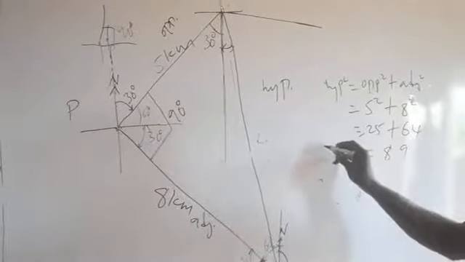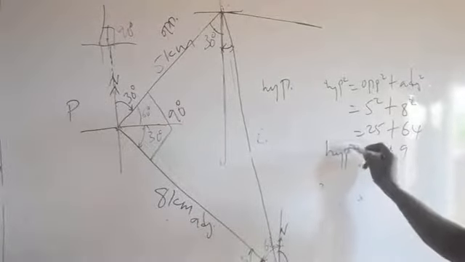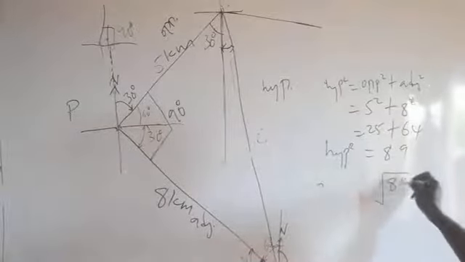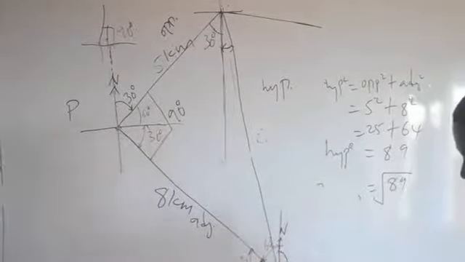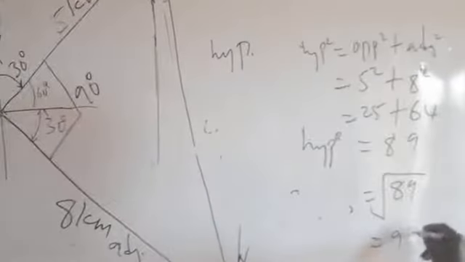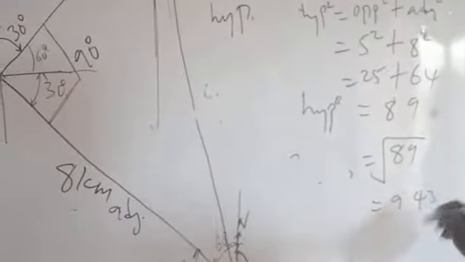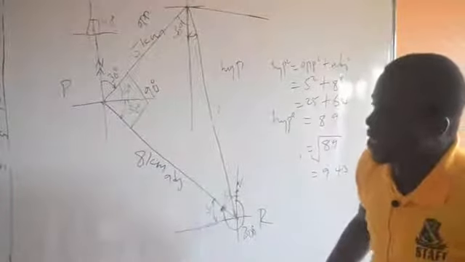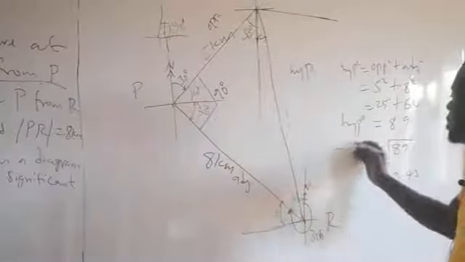So the hypotenuse square, which is the required distance, is 89. Then what's the square root of 89? The square root of 89 gives us 9.43 kilometers. But they said to what? To 3 significant figures. So that's our distance.